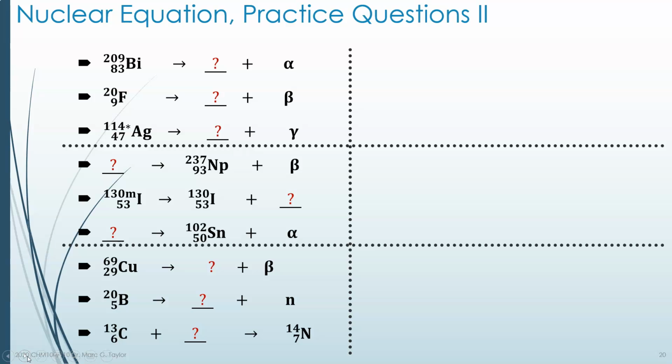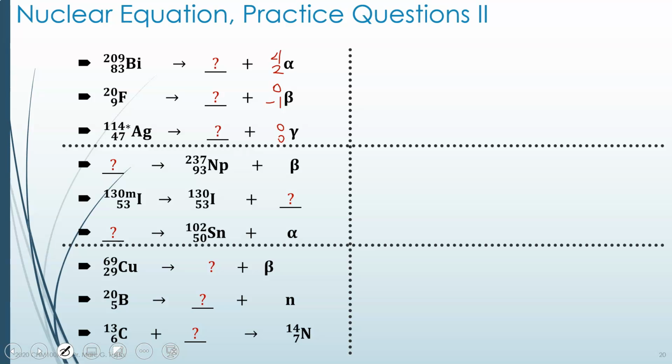You're always going to look at the top numbers and make sure they add up left and right are the same, and the bottom numbers add up left and right are the same. And if you do that, everything will be straightforward. So let's look at this first example here. We have an alpha particle. The second you see an alpha particle, think 4 and 2. You see a beta particle, think 0 and minus 1. See a gamma, think 0 and 0. And if you do that, these will be quite easy to do.